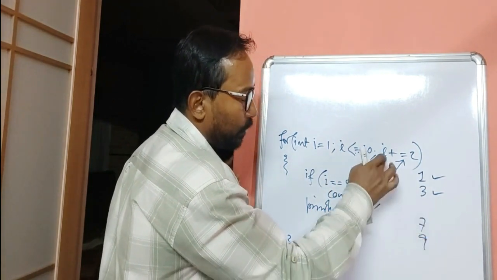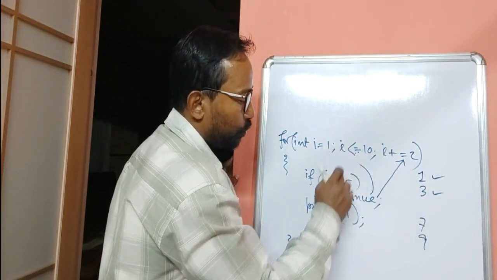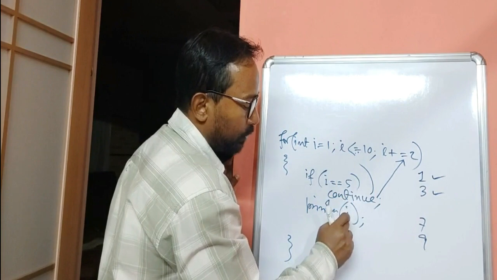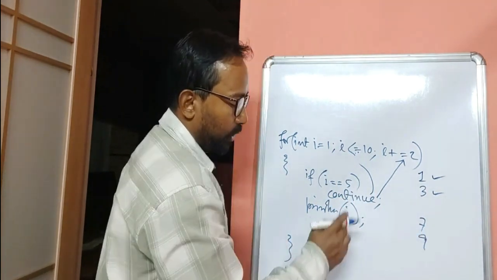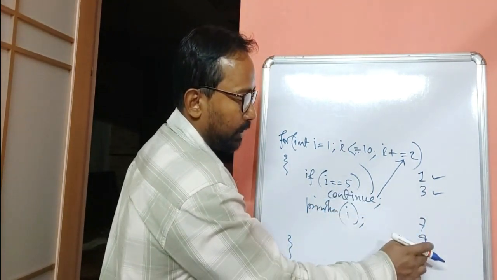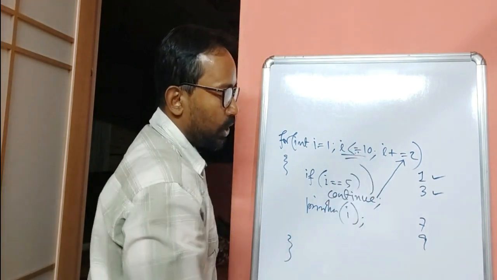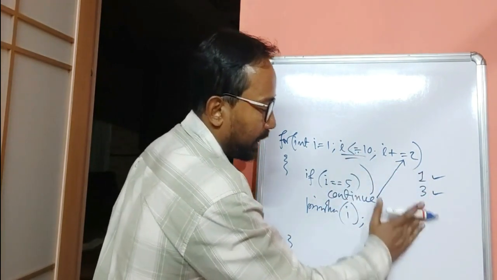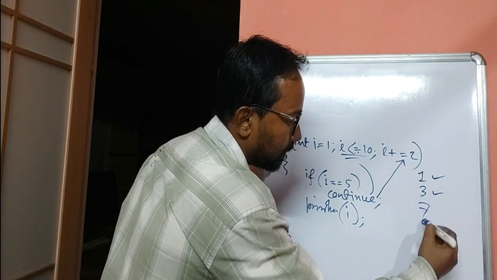Now next time when the value of I is 7, for that condition is true, it is not true, continue will not execute, so print will execute to print 7. And for 9 also, println will execute 9. And for 11, this condition is false. So it will print 1, 3, 7 and 9 in 4 lines.